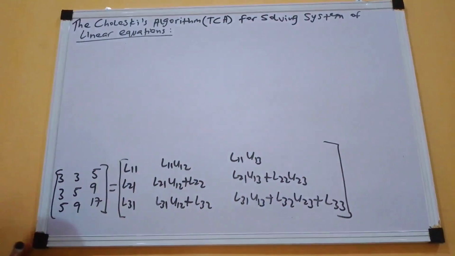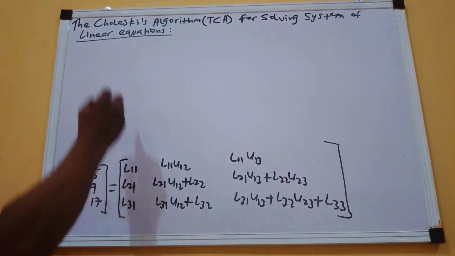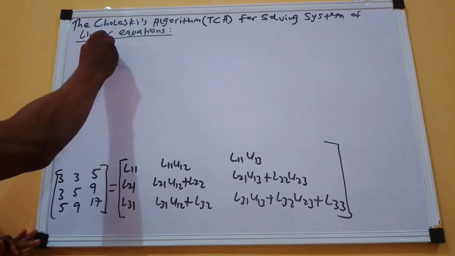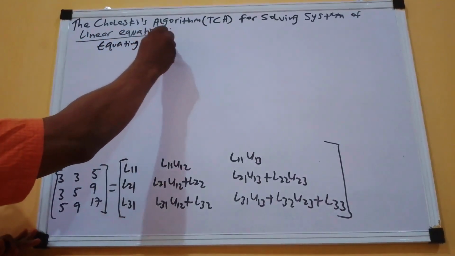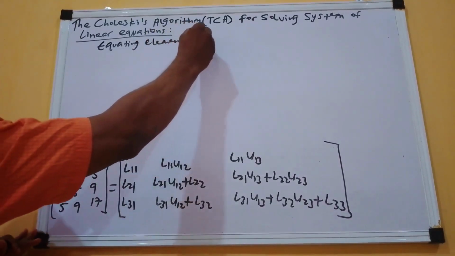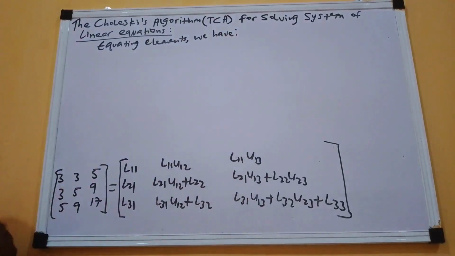Now, continuing from here, there's what we call equating elements. Write it, equating elements, comma, we have, just watch, it's very interesting.